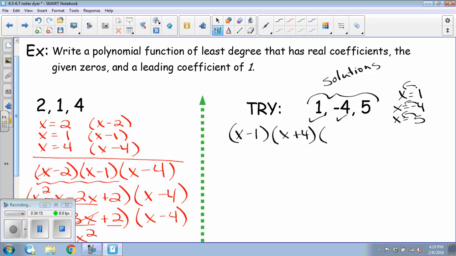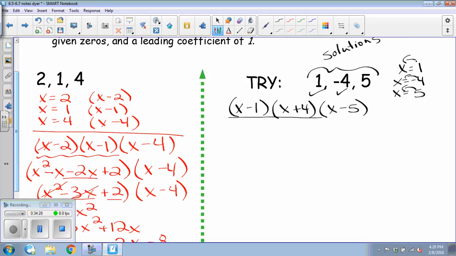And the third factor is x minus 5. Now we just have to multiply all of those out so that we can write a polynomial function. So when we multiply the first two, first we distribute the x. So x times x is x squared. x times 4 is plus 4x. Okay, we're done with that one.